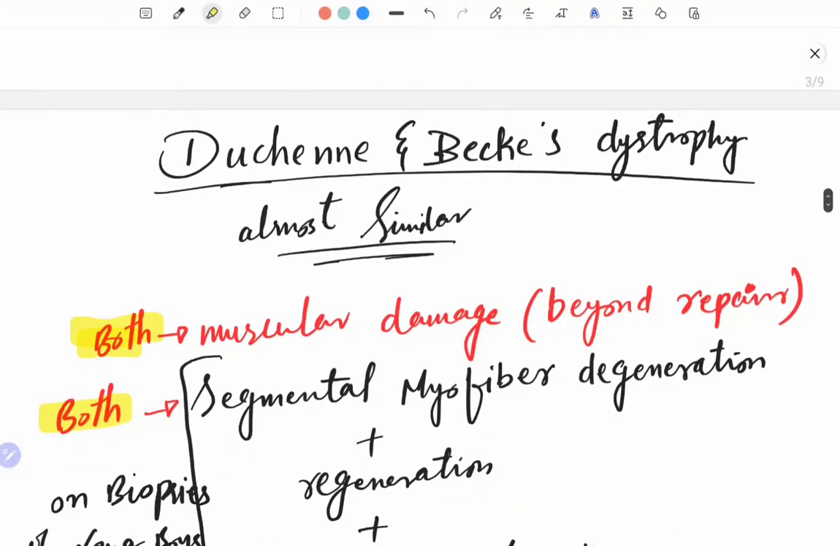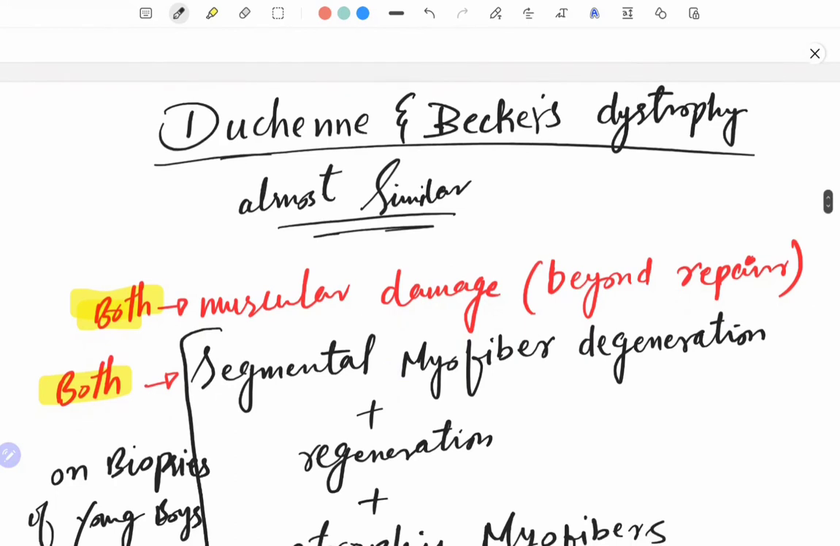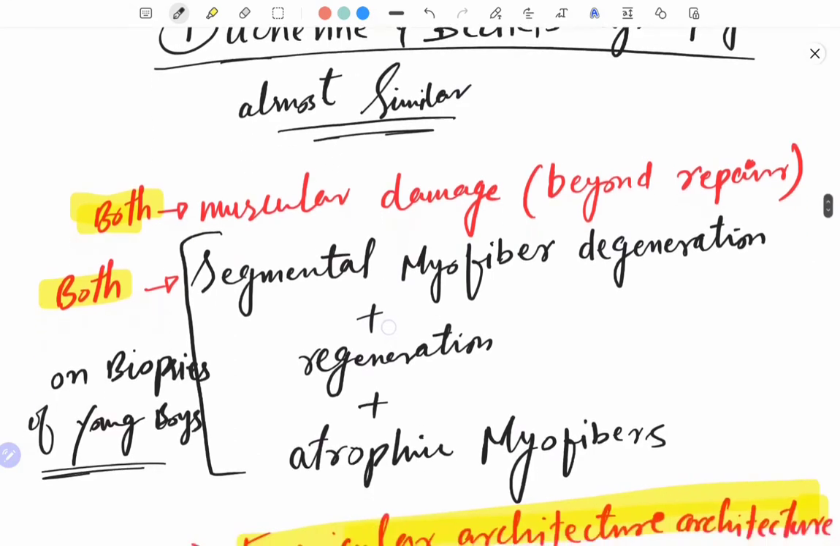Duchenne and Becker's dystrophy are almost similar. Both are similar, almost, but there are some differences, and let's talk about the similarities between these two dystrophies. Muscular damage beyond repair. In both Duchenne and Becker's dystrophy, segmental myofibrillar degeneration occurs, and regeneration is also present.